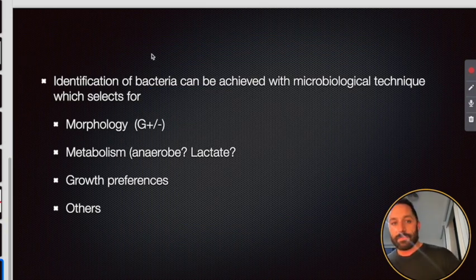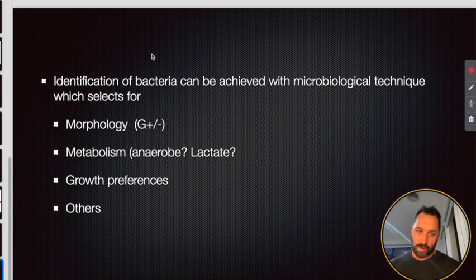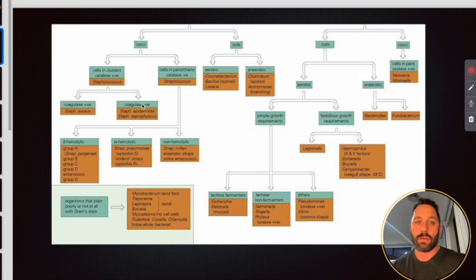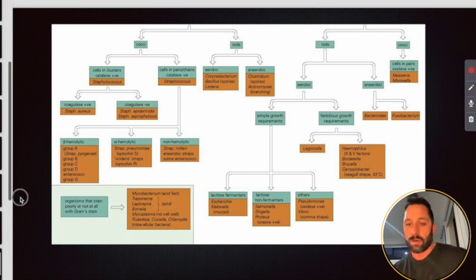All right, conclusion. This allows for identification of bacteria that can be achieved with microbiological techniques. So if we want to look for morphology, metabolism, like being an anaerobe or lactose metabolizer, also growth preferences, whether they're picky eaters, fastidious eaters, persnickety eaters, whatever you want to call them. We can isolate those different bacteria using these criteria and be able to culture and confirm what the organism is so that we can treat that organism.